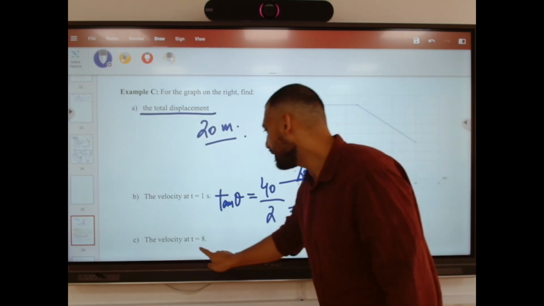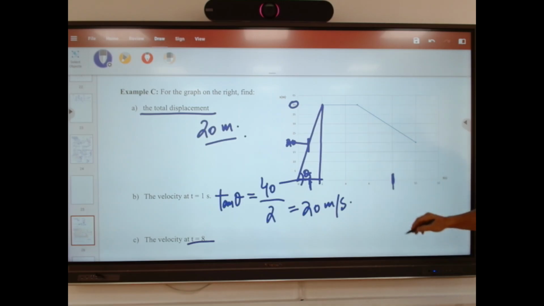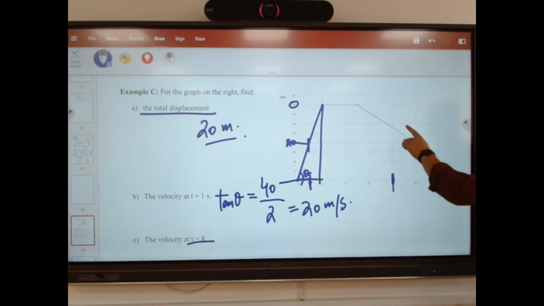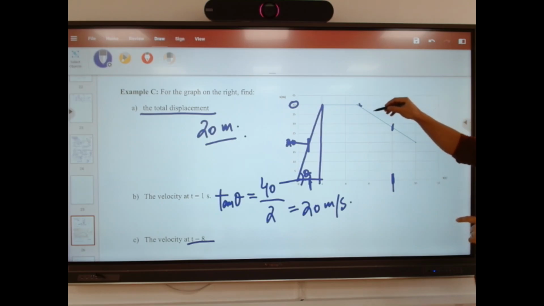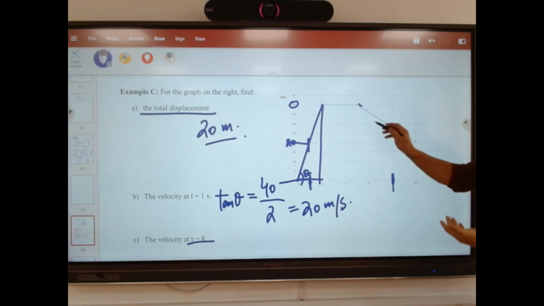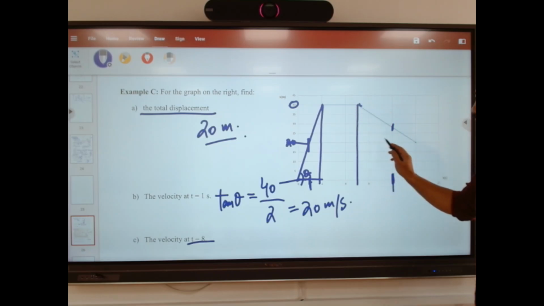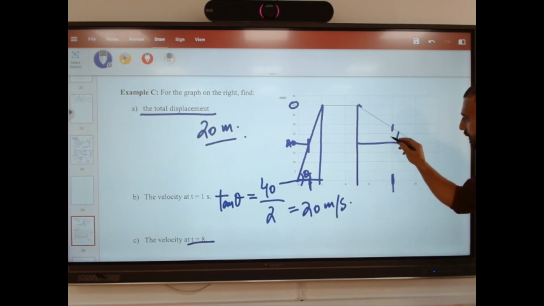The velocity at t equal to 8 seconds. Yes, now what are we supposed to do? We have to find the slope at this point, isn't it? But do you think that this line has the same slope everywhere? No. Again, yeah, it has. Yes. Isn't it? It's straight. So what we will do is draw another triangle. The triangle will be something like this. Is that fine? Yeah. Now this is the angle theta.